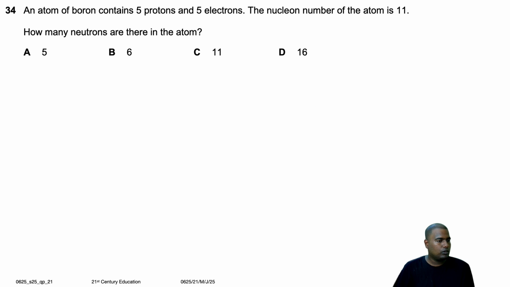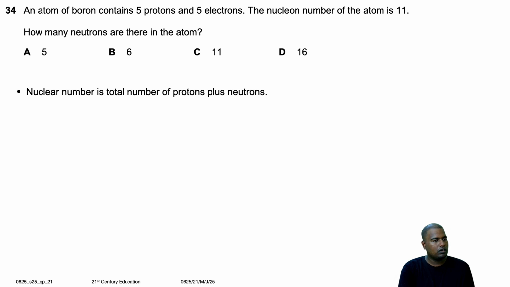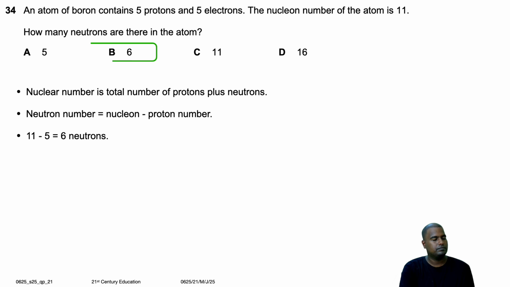An atom of boron contains 5 protons and 5 electrons. The nucleon number of the atom is 11. How many neutrons are there in the atom? So nucleon number means number of protons plus number of neutrons. So the number of neutrons is the nucleon number minus the number of protons. So 11 minus 5, which is 6.